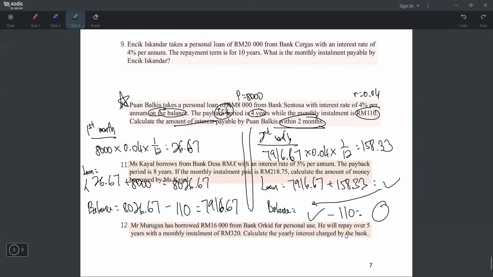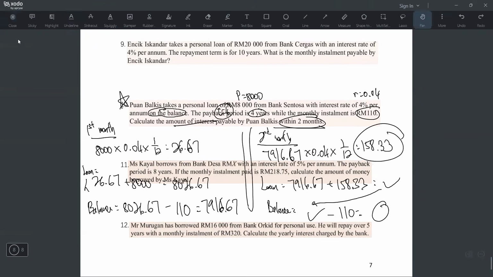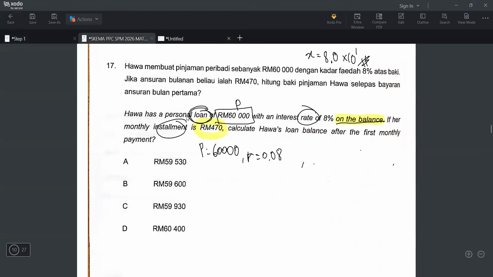Okay, but this question only asks for what? The amount of interest payable by Puan Balqis within 2 months, right? So the amount of interest is just this lah. You actually do until here only. You actually don't need to do all this because they ask for interest, so just do until here. But anyways, this is not the question we are doing now, right? This is just a random question that I want to show you. So let's come back here.